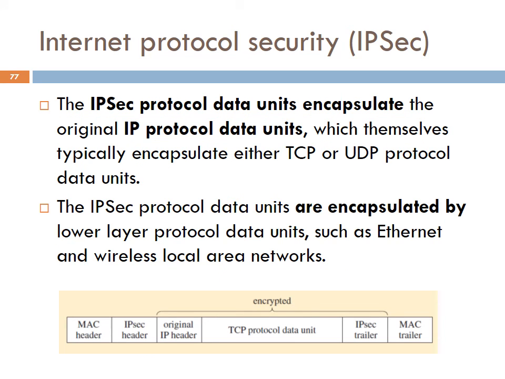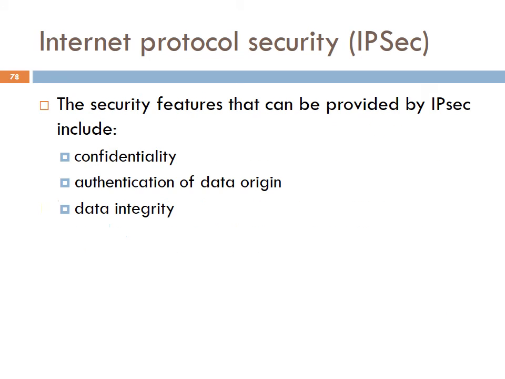The IPSec protocol data units encapsulate the original IP data units, which themselves typically encapsulate either TCP or UDP protocol data units. The IPSec protocol data units are encapsulated by lower layer protocol data units, such as Ethernet and wireless local area network. The security features that can be provided by IPSec include confidentiality, authentication of data origin, and data integrity.